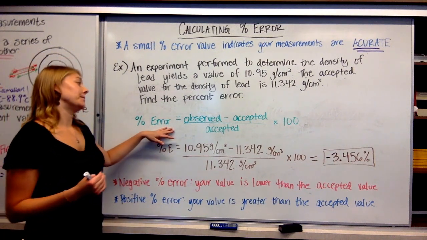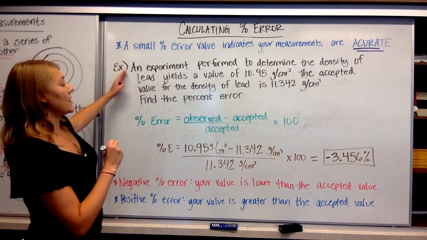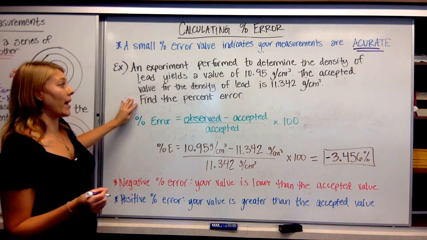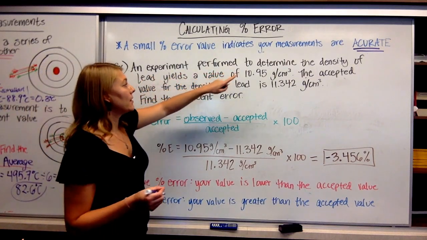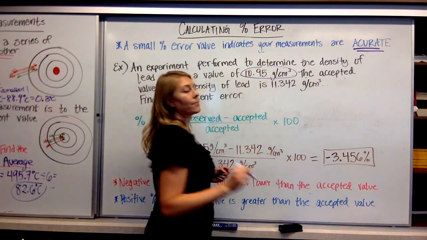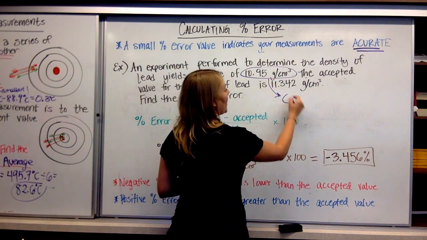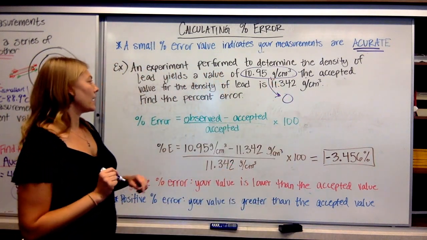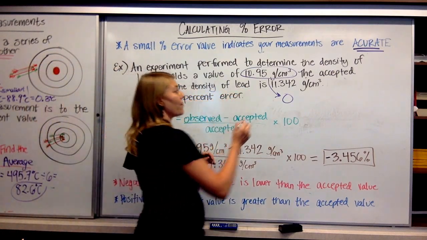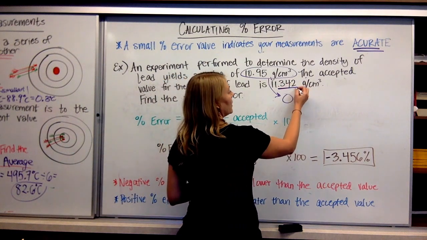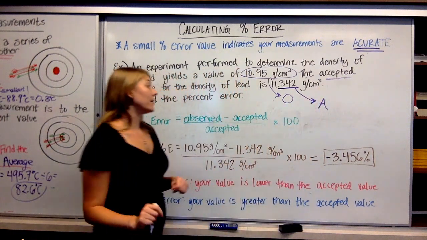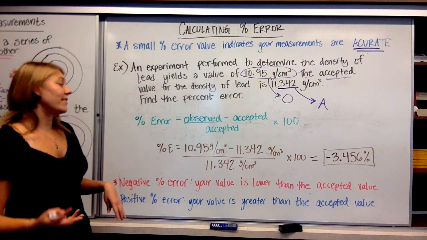Here's our formula again, okay? So when I'm reading this, what I want to be looking at is where is my accepted value and where is my observed value. So an experiment to determine the density of lead yields a value of this. This is what my experiment yields. That's my observed, my O. The accepted value for the density of lead is 11.342. This is the accepted value. It says right here, the accepted value. That's my A, okay?